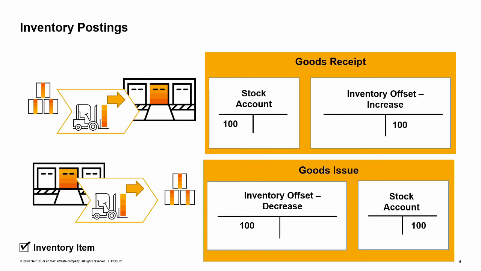Here we see a graphic representation of the postings for a goods receipt on top and a goods issue on the bottom. A goods receipt creates a journal entry that posts the value of the received goods on the debit side of the stock account and the credit side of the inventory offset, increase account. A goods issue creates a journal entry that posts the value of the issued goods on the debit side of the inventory offset, decrease account, and the credit side of the stock account.